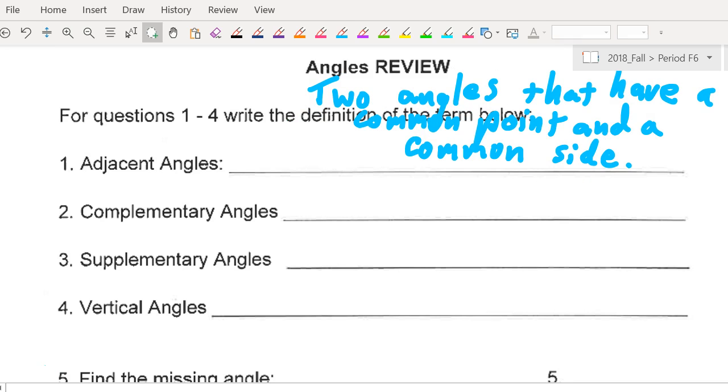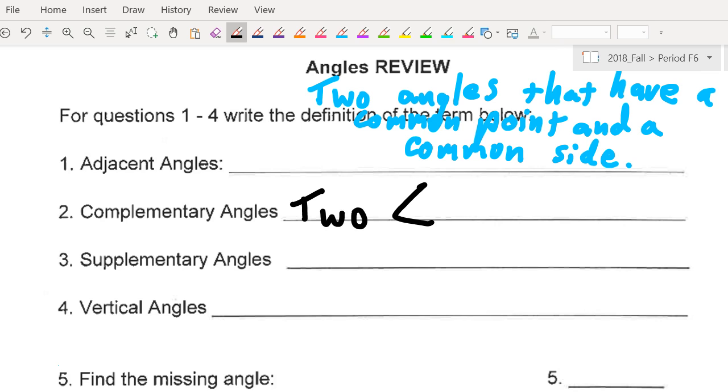All right. Complementary angles. Who would like to say that one? What are complementary angles? It's on the paper. Complementary: two angles that add up to 90 degrees.